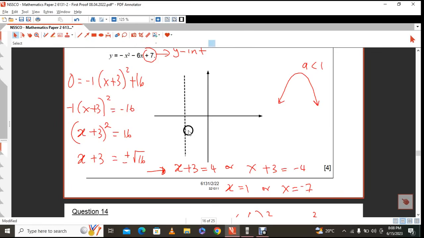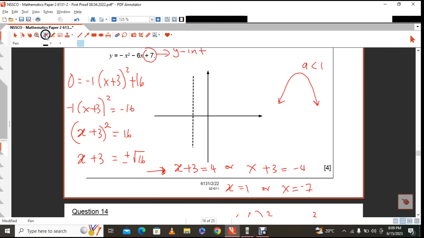Perhaps I'm just going to move it a bit. All right, just a little bit. Make it a bit smaller. All right, so this is the line x equals negative 3. This is the axis of symmetry. Now, it's not all that straight as I would want it to be.